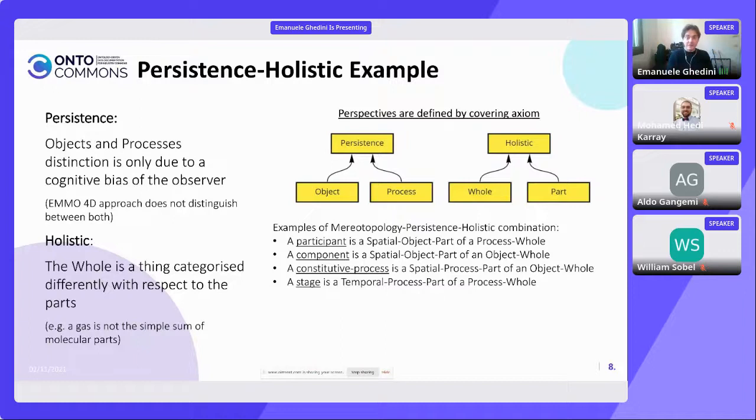An example of two perspectives are the persistent and holistic perspectives. So in the persistent, we use a covering action to say that every real-world object is either an object or a process. So the object and process distinction in the EMMO is actually due to a cognitive bias of the observer, because in a 4D approach, which is the one of the EMMO, there is no actual distinction between the two. And at the same time, you can use also the holistic perspective to categorize things in terms of the whole and the part, and consider a whole to be something that provides you more than the parts. For example, a gas is a sum of molecular parts, but a gas is not only that. A gas possesses also viscosity, which is something that molecules don't possess. So in this sense, we define the holistic branch.